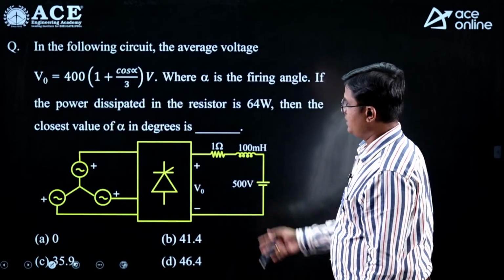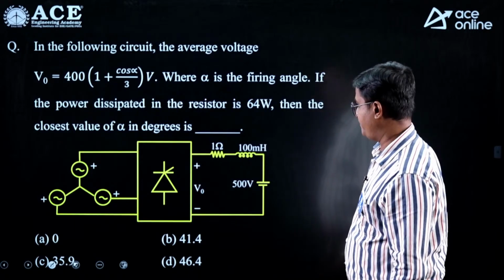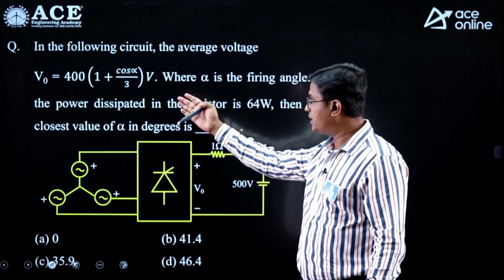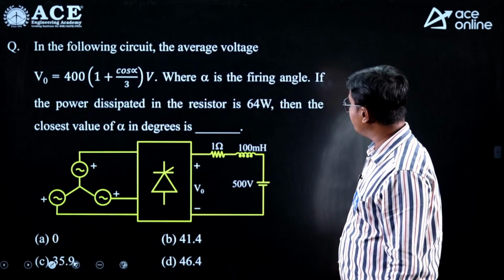Next, in the following circuit, the average voltage V0, that is V0 average, is given as 400 into 1 plus cos alpha by 3, where alpha is the firing angle.